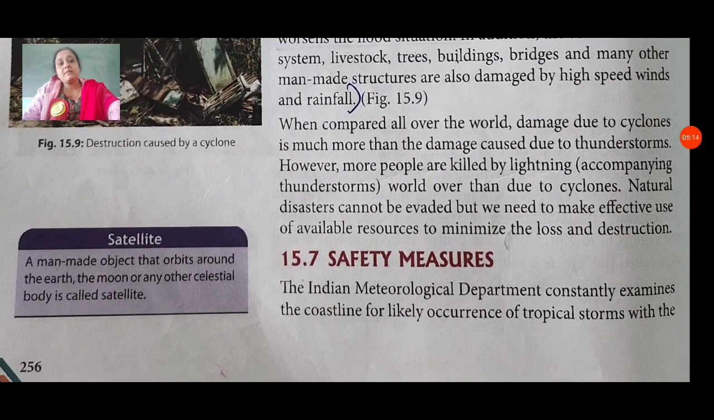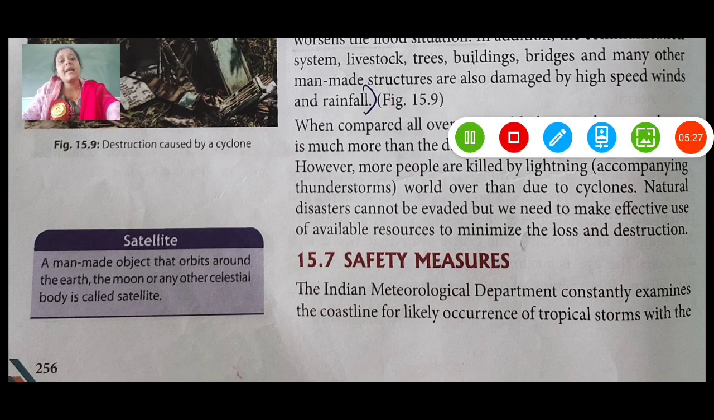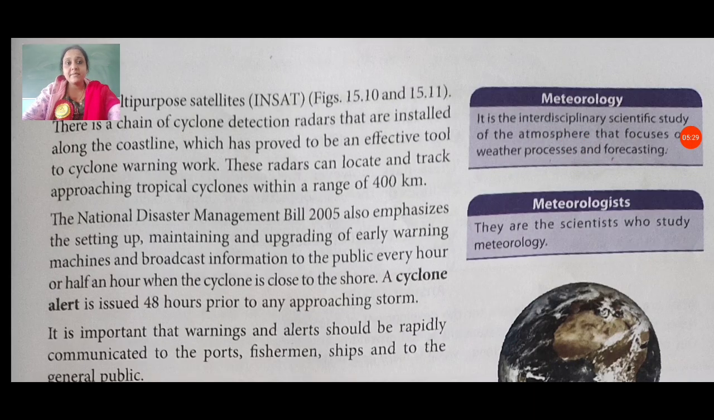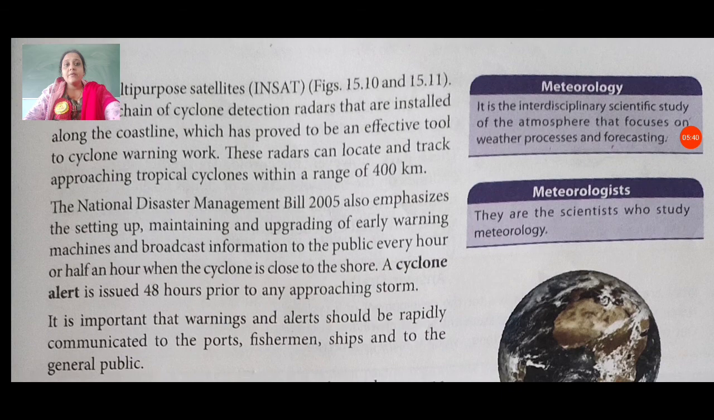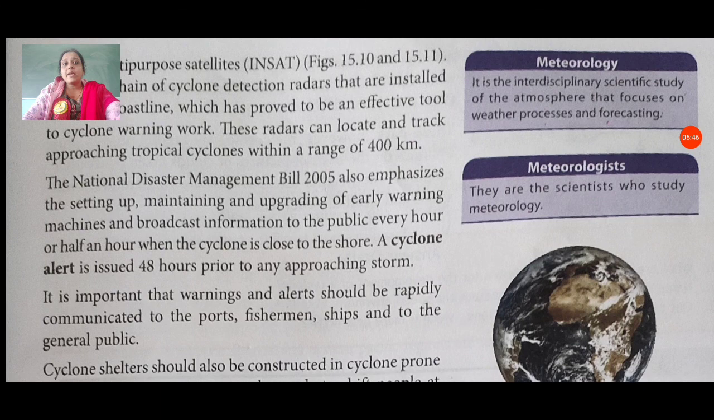Now, safety measures. The Indian Meteorological Department constantly examines the coastline for likely occurrence of tropical storms with the help of a multi-purpose satellite. There is a chain of cyclone detection radars installed along the coastline, which has proved to be an effective tool for cyclone warning work. These radars can locate and track approaching tropical cyclones within a range of 400 kilometers.